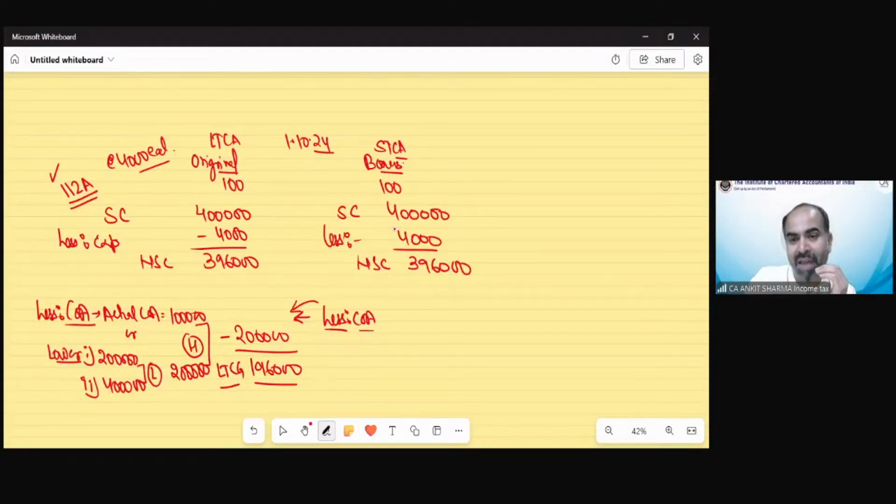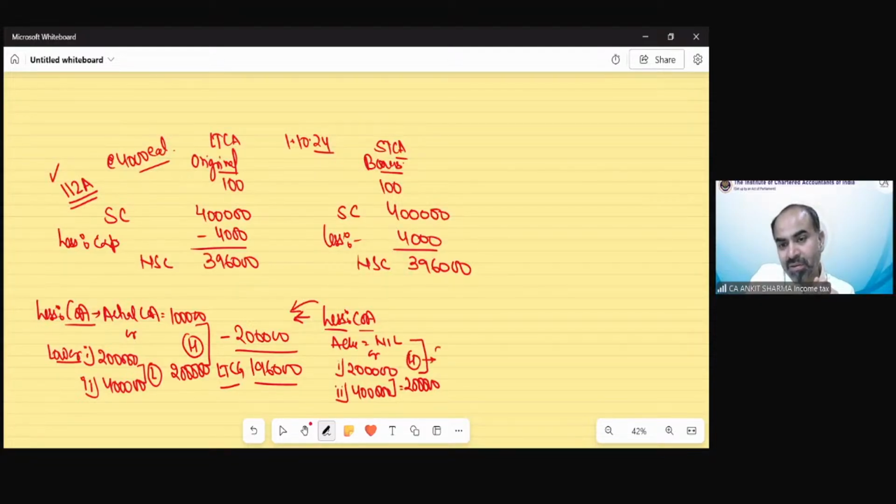If you calculate it, yes Julie, if it is allotted after 1/4/2001, we have to find it like this. Actual cost of acquisition would be nil. Now we have to compare it. FMV would be 2 lakh and sale consideration would still be 4 lakh. So lower would be 2 lakh. And from nil or 2 lakh, we need to take the higher. So higher would be 2 lakh. So why are you saying it should be nil?